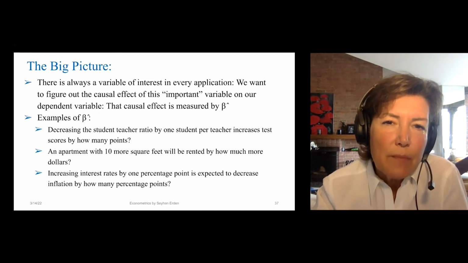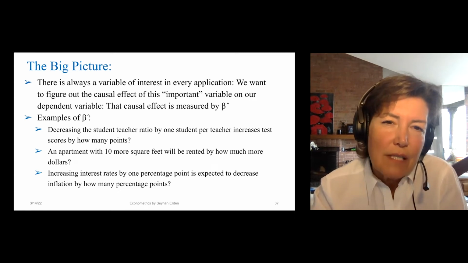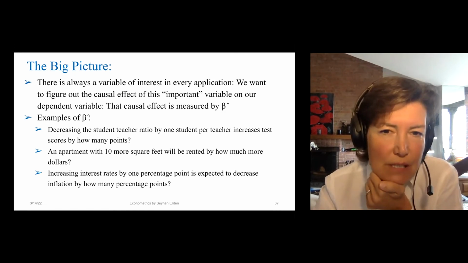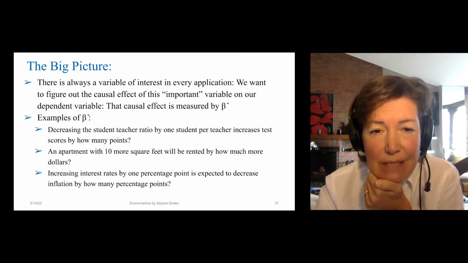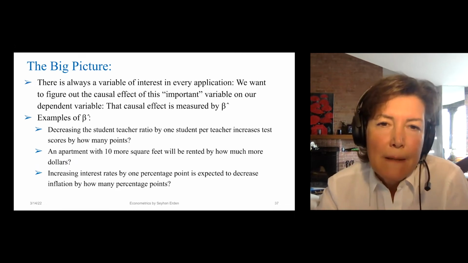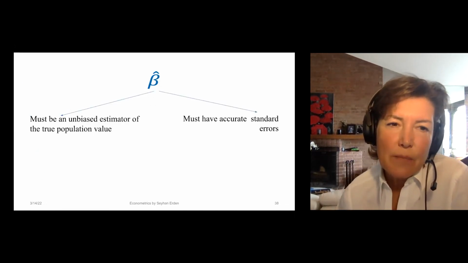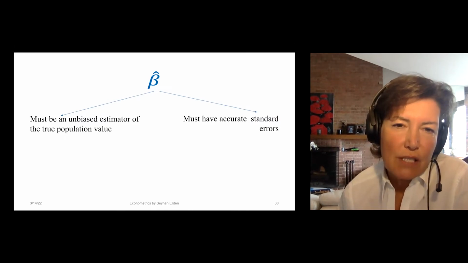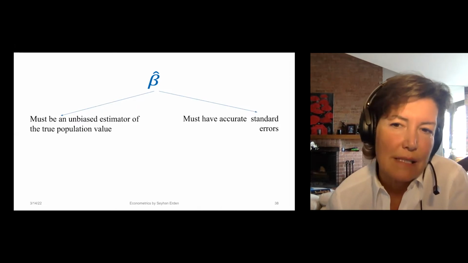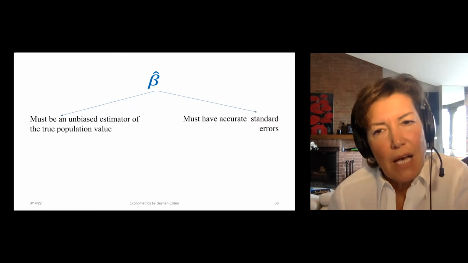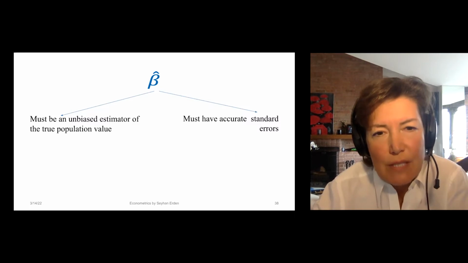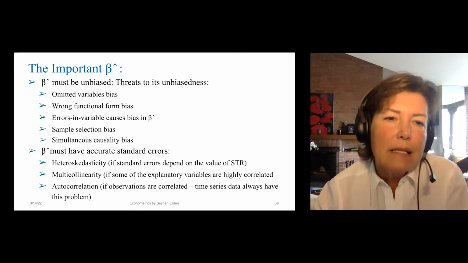So if we look at the big picture, in every regression, there's always a variable of interest. In this regression, the variable of interest was student-teacher ratio, but we realized that that's not the only thing that affects test score. We have to have other variables. Basically, the big picture is we want the slope of the variable of interest to be as correct as possible. And we also want to have accurate standard errors for that so that we can use it to explain things.